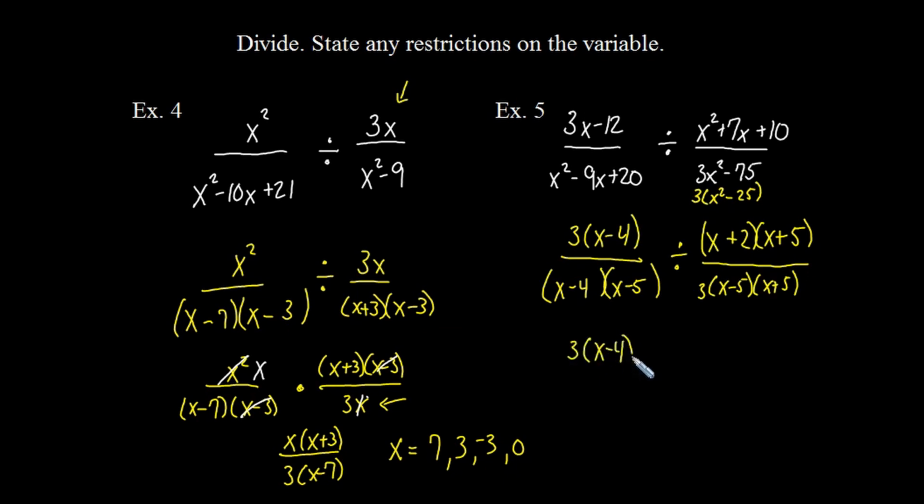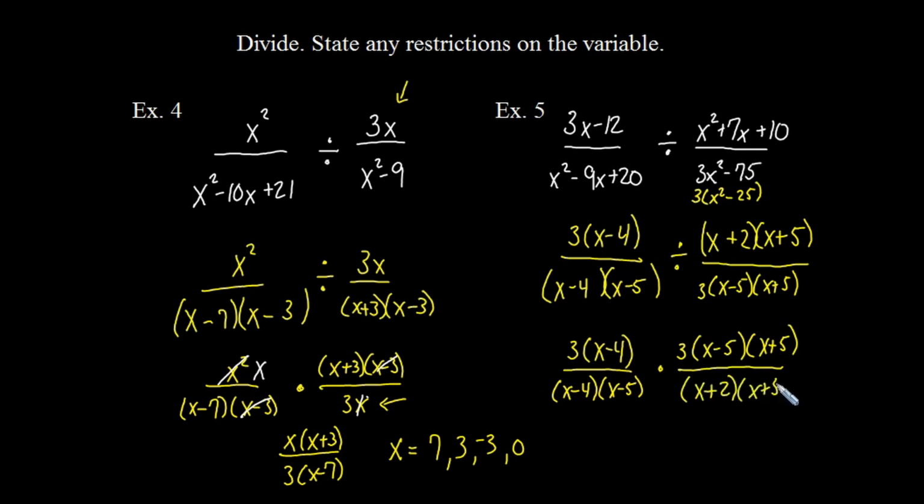3 times x minus 4. Rewrite the first fraction, x minus 4 and x minus 5. Change from division to multiplication. And then we will flip the second fraction, 3 times x minus 5 and x plus 5. And then we will end up with x plus 2 and x plus 5 in the denominator. We cancel our common factors that are present in one-to-one fashion in the numerator and denominator, because we're dividing those to be 1, remember. We have x minus 5 divides out, x plus 5 will divide, and we end up with 3 times 3, which is 9 over x plus 2.